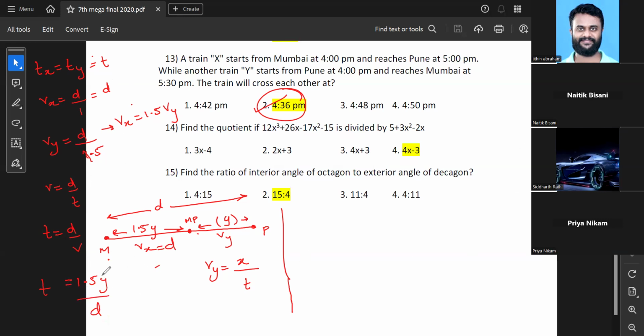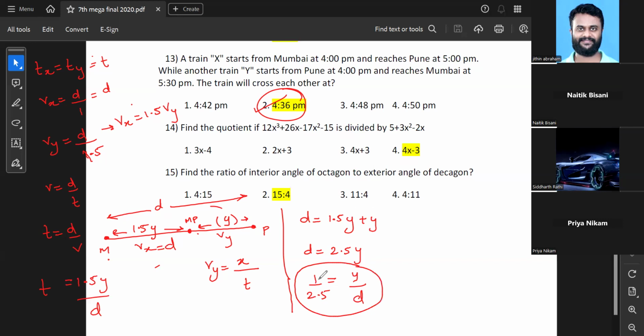Okay. So this much I know, provided I should know the relationship between y upon d. How do I get y upon d? Now I know that the total distance is equal to this distance plus this distance, that is 1.5y plus y, that will give you 2.5y. Now I want to find y upon d, so I'll take d to the other side. I'll take 2.5 over here. This will give me y upon d equal to 1.5 upon 2.5.